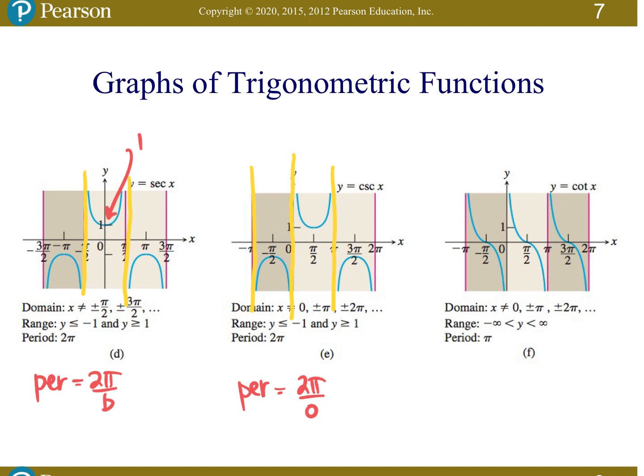Cotangent has an asymptote right down the center. Also, its period is 1 pi over b. And again, you're going to have asymptotes on either side of the y-axis. So you've got one of them going on the y-axis and then something on either side. Okay, that's a quick overview. We're going to do some sample problems for the rest of class now.